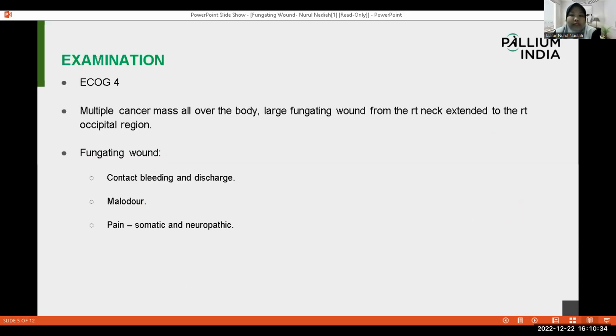So on examination, he is ECOG 4, so he is bedridden. He has multiple cancer masses all over the body, but the largest fungating wound is at the right neck that is extended to the right occipital region. The issue with the fungating wound is it constantly has contact bleeding and also a lot of discharge coming out from the fungating wound. There is a lot of malodor, and also he is having some pain, both somatic and neuropathic pain.